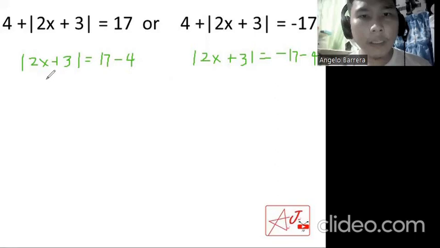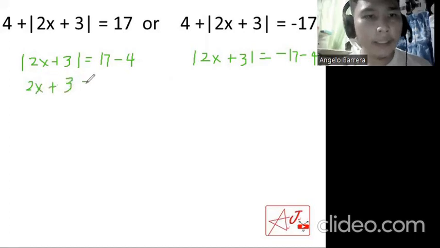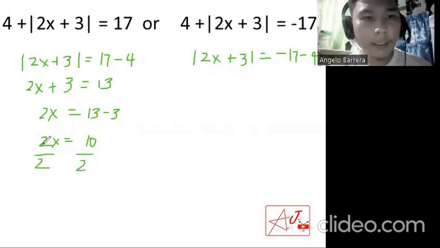Ayan. So, ngayon, sagutan natin. So, what is the absolute value of 2x plus 3? That is 2x plus 3. And then, what is 17 minus 4? That is 13. Okay, iwan natin si positive 2x sa kabila. And then, ang opposite ni positive 3 ay negative 3. So, 2x is equal to 13 minus 3 is 10. And then, since may numerical coefficient na 2, divide both sides by 2. Okay, and then the value of x will be equal to 5.